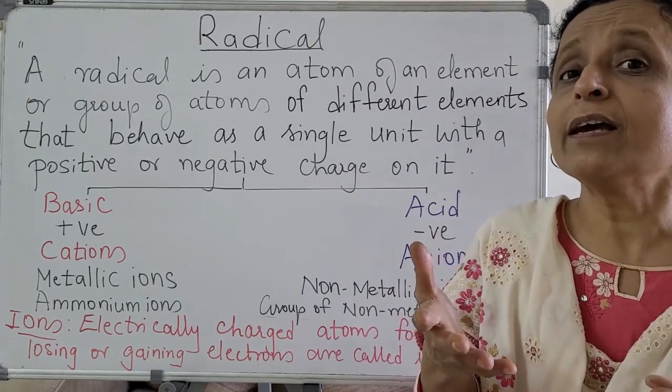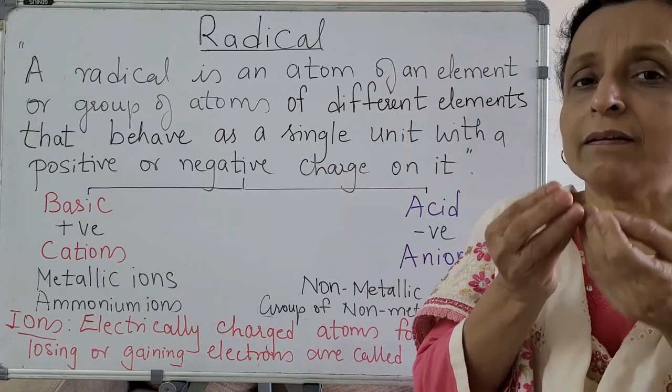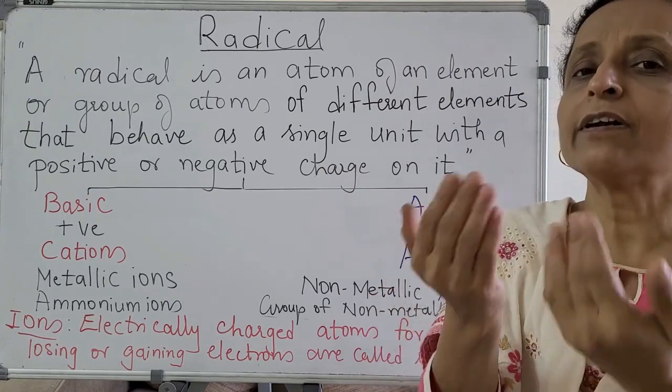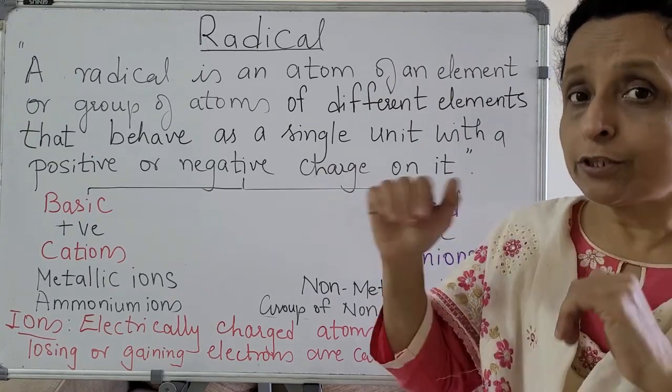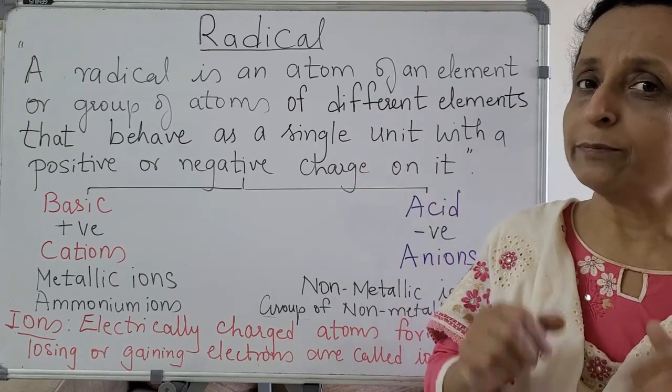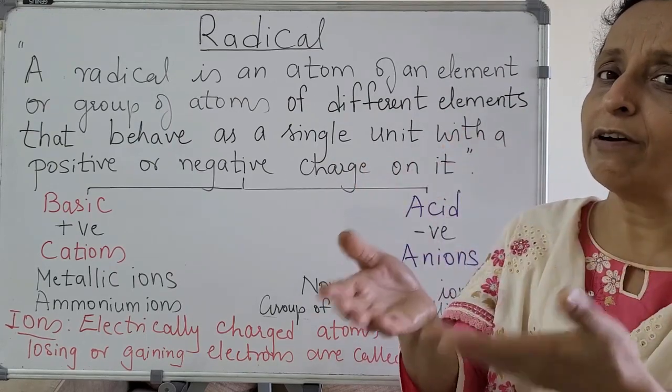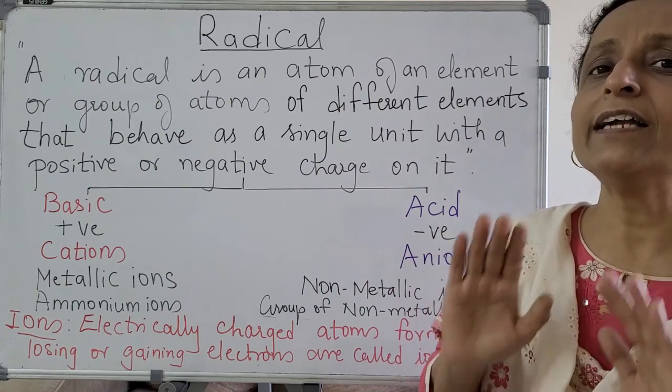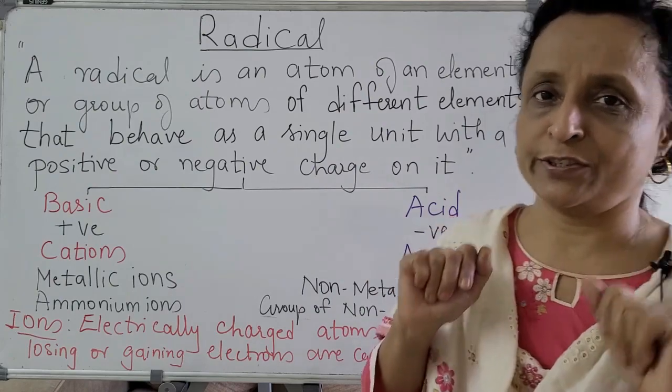But how do they develop charges? By donating electrons or accepting electrons. Slowly you will be understanding. You have understood the structure of the atom. So they will be giving or taking electrons and developing the charges.